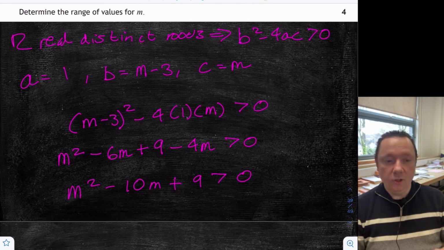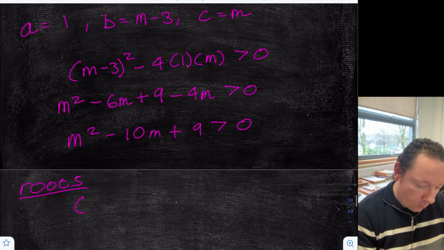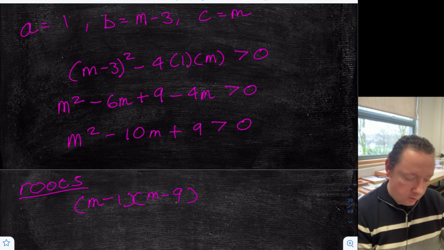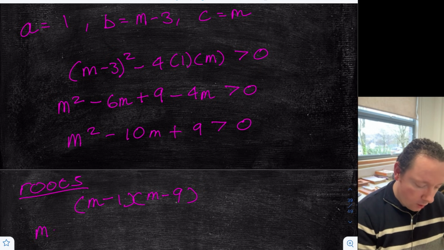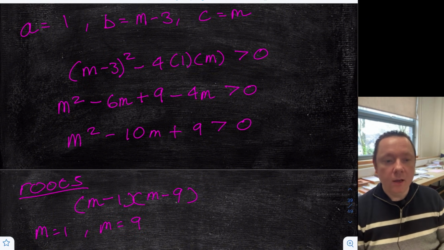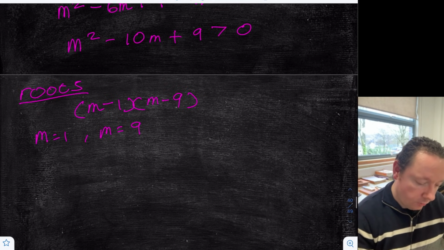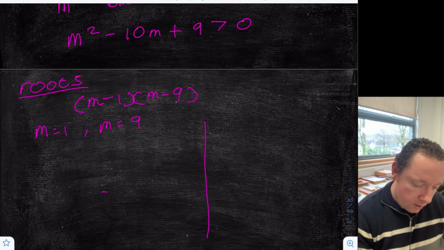So we need to examine the roots. So looking at the roots, we can try and factorize this. We've got double brackets, m and m, 9 and 1, minus 9 minus 1 gives you minus 10. So the roots have m equal to 1 and m equal to 9. And now we need to draw a graph to examine when the inequality is greater than 0. So that's why we look at the roots. So we'll draw a quick graph. We put our roots on at 1 and 9.